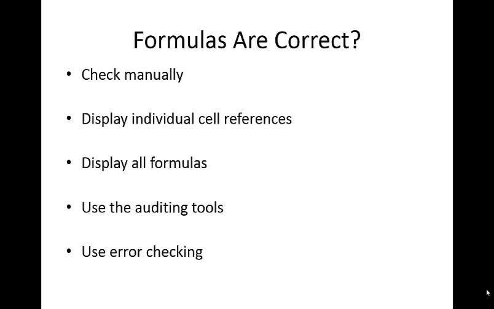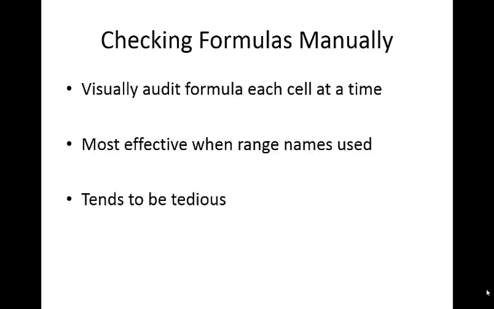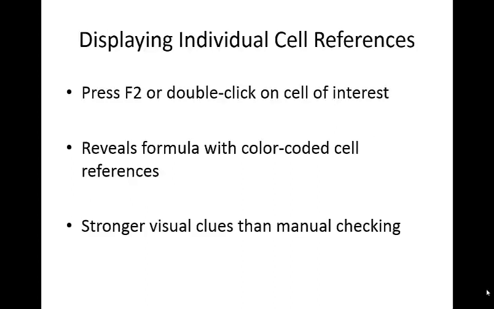When you're checking your formulas, you can check them manually. You can display individual cell references by just clicking on them. You can display all formulas, use the auditing tools, or use error checking. Checking the formulas manually is pretty straightforward, but doing this one by one can be tedious. You can also click on cell references to see how the formulas look. What I like about Excel's latest versions is that when you click on a formula, different cells get highlighted in different colors, and those color codes help you trace what the formula is doing a bit more easily.